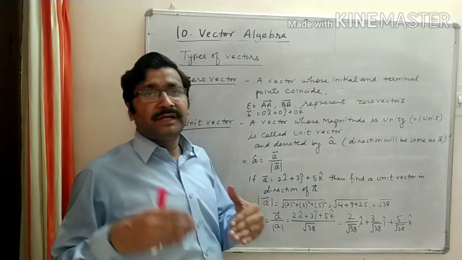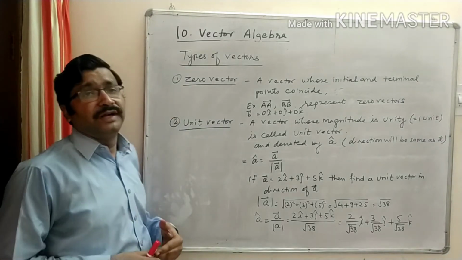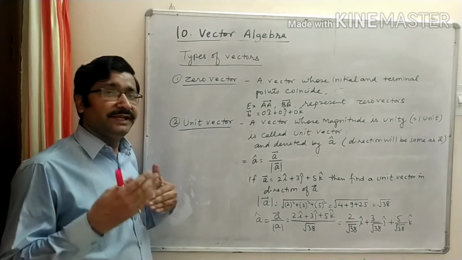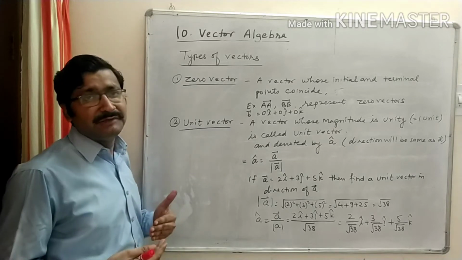Now look here, some types of vectors we will do. The first vector is our zero vector. What is the zero vector? As the name says, zero. Here the magnitude will be zero.